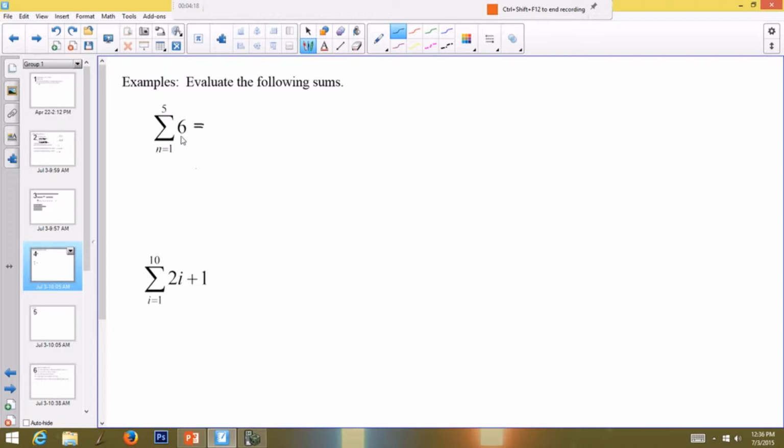Well, if I don't have anything to plug in, it's just a constant. It's just 6 plus 6 plus 6 plus 6 plus 6. Why? Because I have 1 to 5, so I have 5 terms of 6. That thing is just going to be 6 times 5, which is 30.